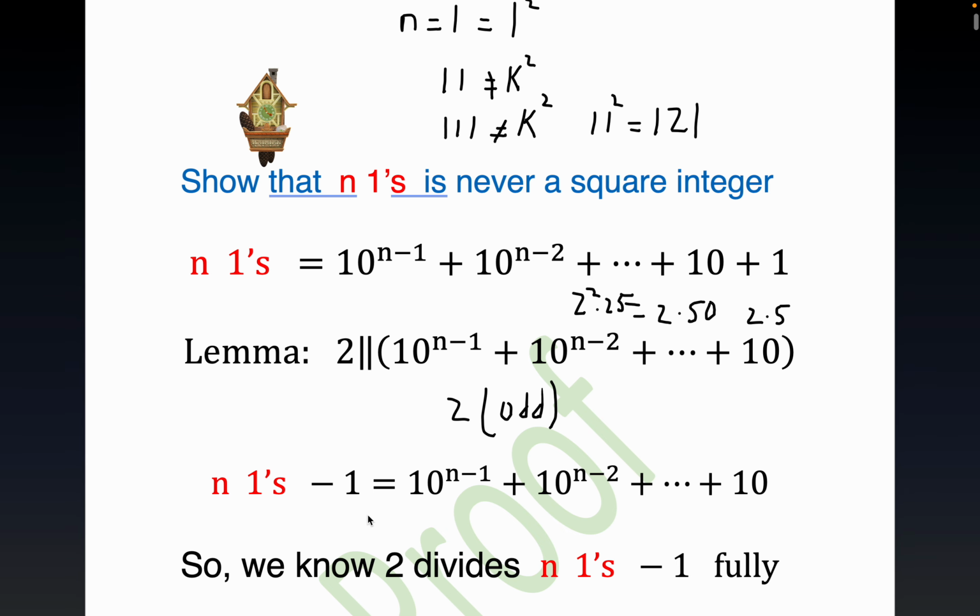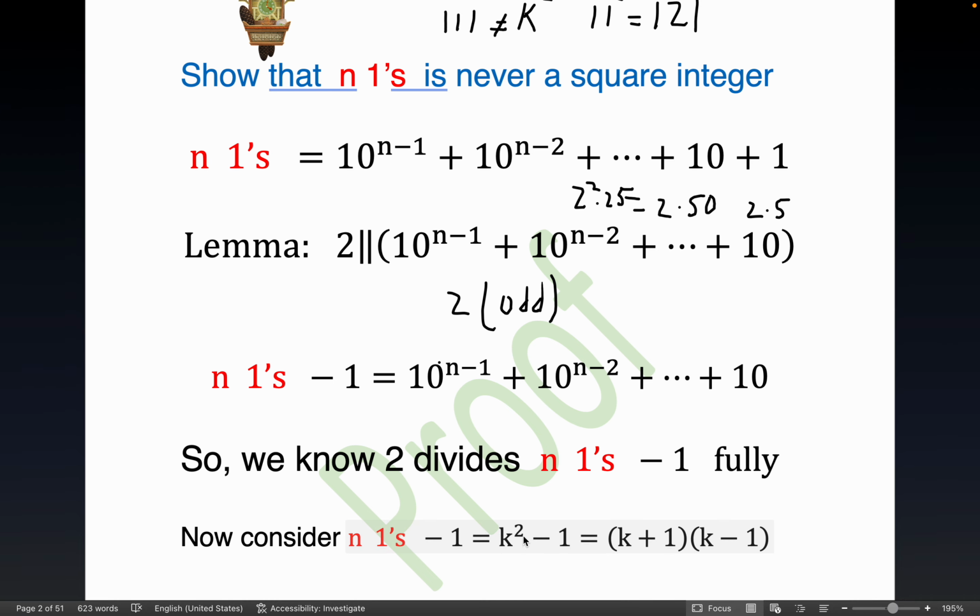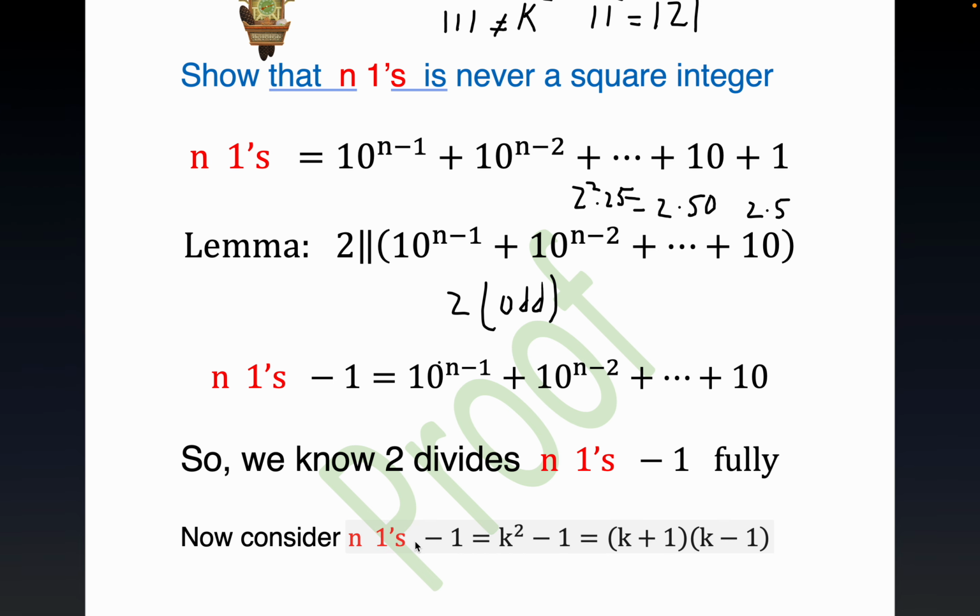Okay, now n 1s minus 1, right? Is equal to this object that we're interested in. So we know that 2 fully divides n 1s minus 1. And that means that no higher powers of 2, 4 doesn't, 8 doesn't, 16 doesn't, no higher powers of 2 other than 2 divides our object of interest here, or close to our object of interest. Okay? So now if we want to write this as a perfect square, if we want to write n 1s as a perfect square, this result would follow, right?